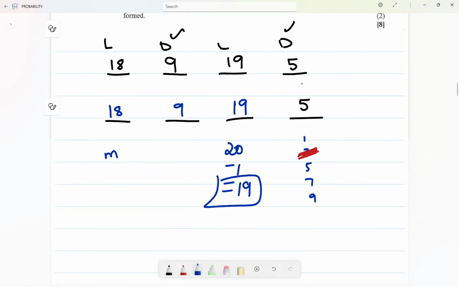Similarly, here, do you agree that if I had 0, 1, 2, 3, 4, 5, 6, 7, 8, 9, and I used 3 here, I need to cancel 3 here because it can no longer be used. So hence now my number of options is decreased.